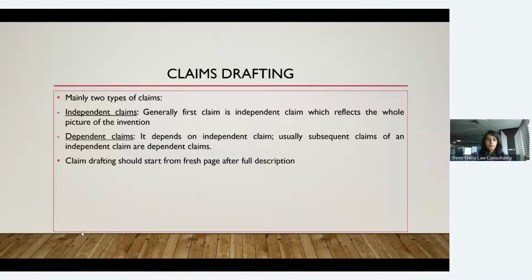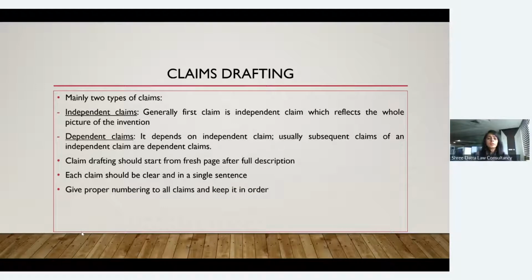Claim drafting should start from a fresh page after the full description. Each claim should be clear and a single sentence. Only a single full stop is allowed with a single claim. If there are multiple features or multiple sentences, you have to separate them by way of a comma or semicolon. But only a single sentence, only a single full stop, is allowed in claim drafting. Give proper numbering to all the claims and keep it in order: first claim, second claim, third claim, likewise. Then it should start from the preamble, that is, I or we claim, based on the number of applicants.